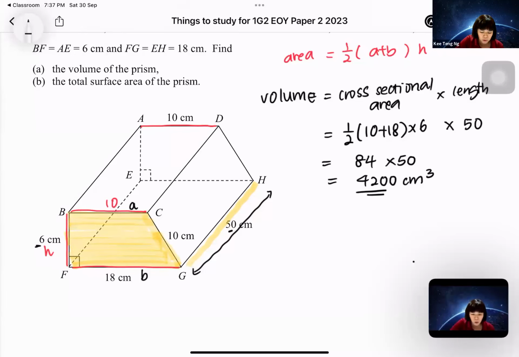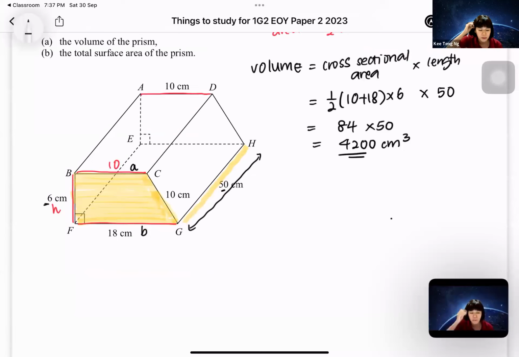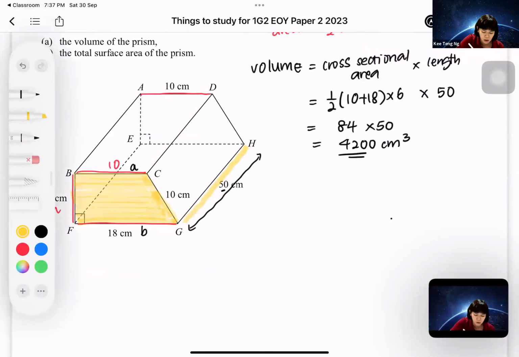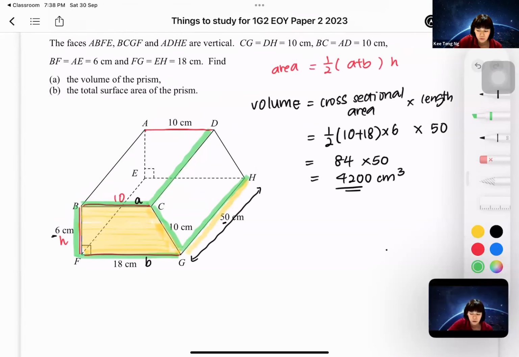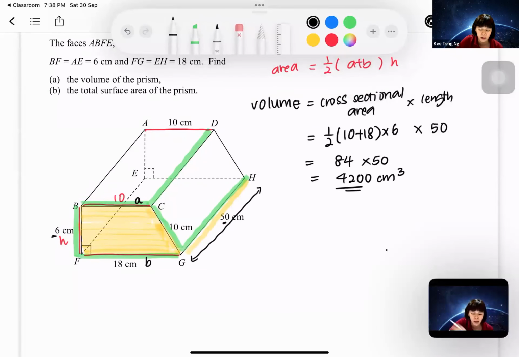Okay, next we are going to find the total surface area. Now, how do we find the total surface area? The side surfaces are all rectangles, right? So if I were to look at this face, it's actually 10 times 50. And then another 10 times another length of 50. Another 6 times 50. Right? So then 18 times 50 as well. So there are many different surfaces and all of them need to be multiplied by 50.